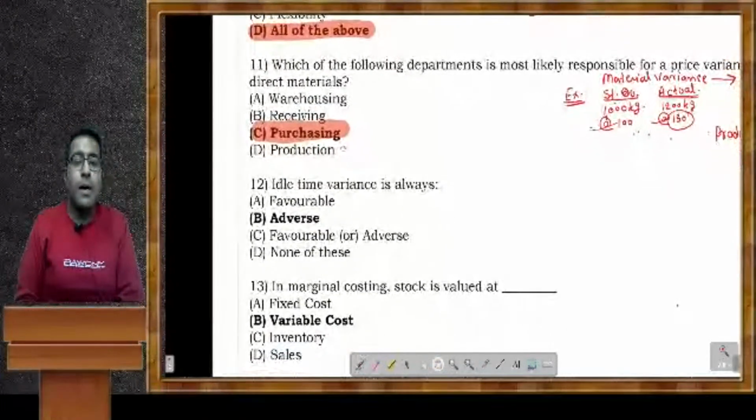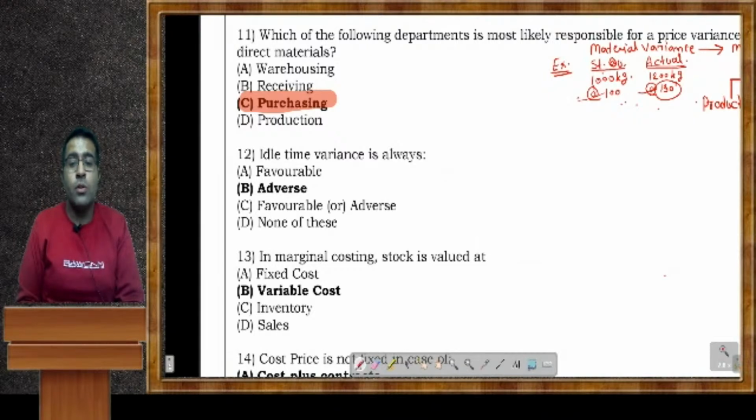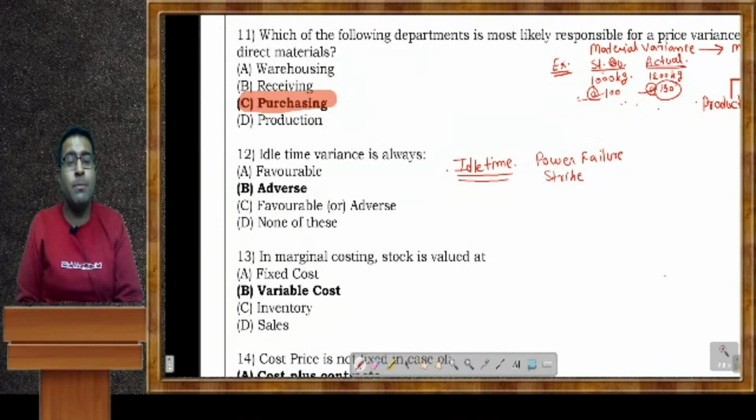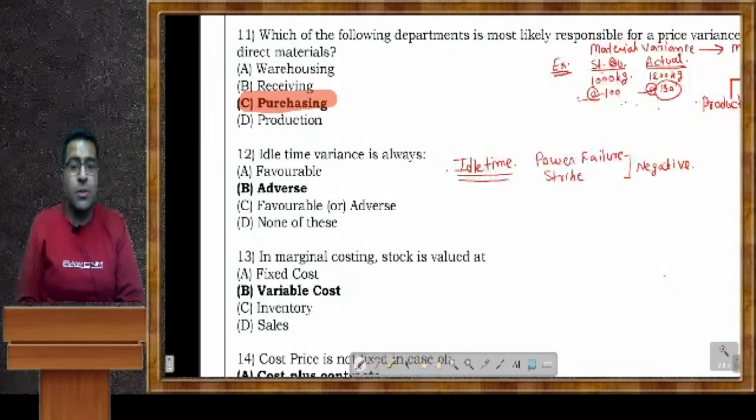Okay, idle time variance. First of all, what do you mean by idle time? When the labor is working, then due to the power failure or due to the strike, some time is lost. This is a negative situation for any type of organization. If any time is lost due to the power failure or due to the strike, it is always negative. So idle time variance is always adverse, always adverse. Okay, next question.